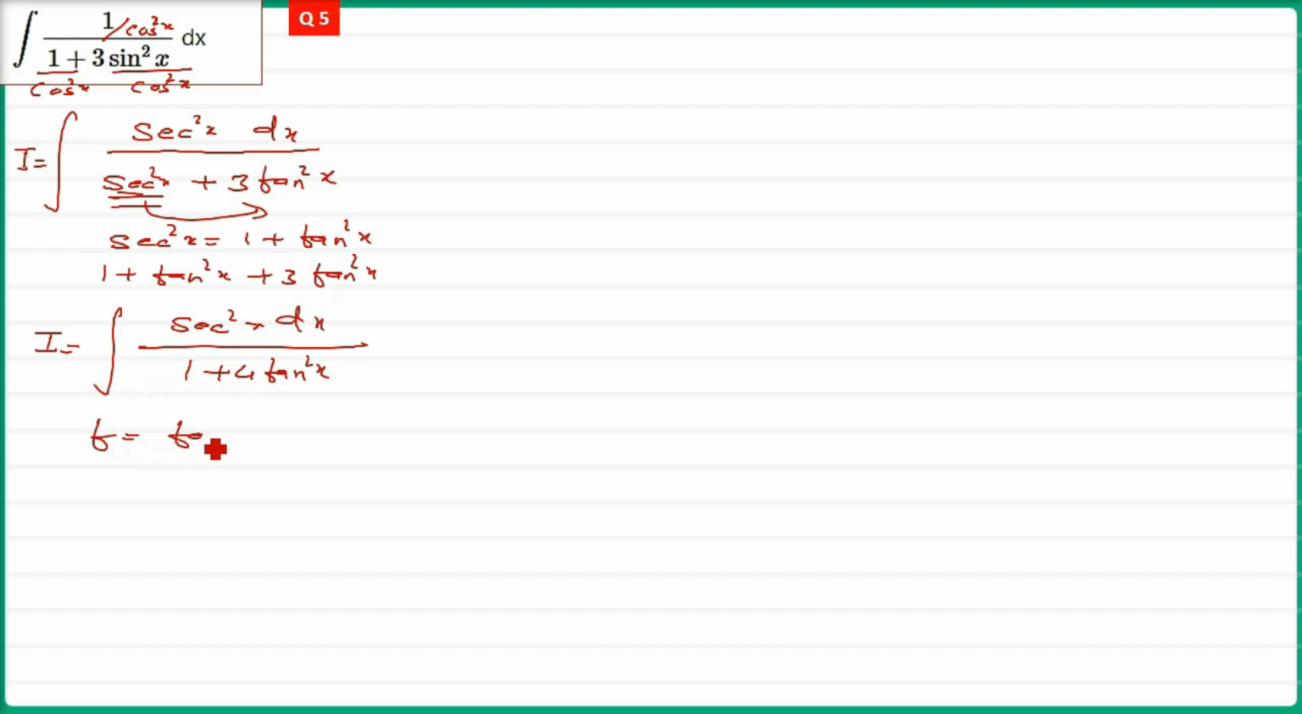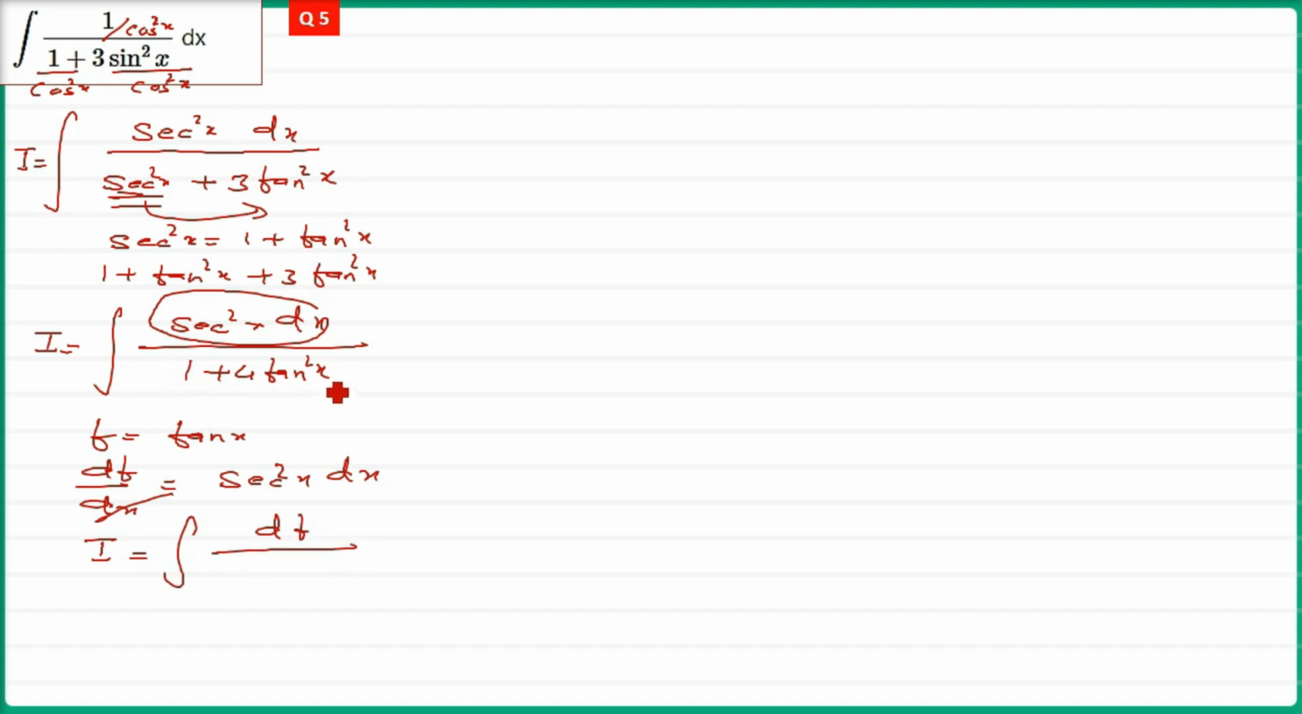So t, if we take it as tan x, dt by dx equals sec square x. That means dt equals sec square x dx. So the numerator sec square x dx can now be written as dt. In the denominator, since we have already got rid of the sec square x, this 4 tan square x can be written as 2 tan x whole square. Same thing we are going to write: 1 plus, in place of 4 tan square x, 2 tan x whole square.